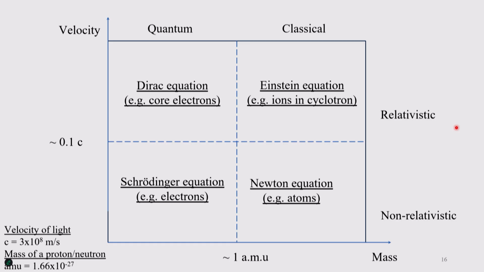Usually we deal with the Schrodinger equation and the Newton equation. Rarely we use the Dirac equation, where we have high velocity and low mass, like core electrons, like hadrons and all these kinds of things. We don't need that unless you are dealing with spin orbit coupling effects or something like this. The Einstein equation is a different level, and that becomes relativistic, of course, where we have ions in a cyclotron. We probably don't need that either too much. So we will be primarily focusing on the Schrodinger equation and Newton's equation, and based on this, we can classify different types of modeling methods.